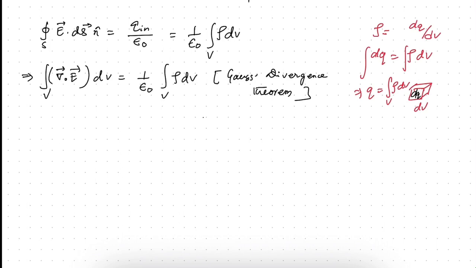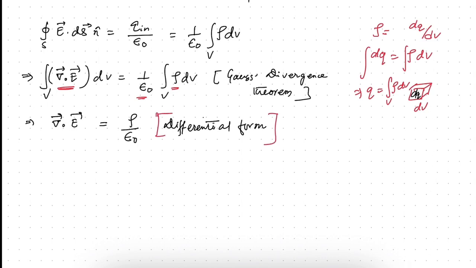If you compare the right hand side and left hand side, del dot E will be equal to rho by epsilon naught. If you remove the volume integral from both sides, you can write del dot E equal to rho by epsilon naught. So this is the differential form.